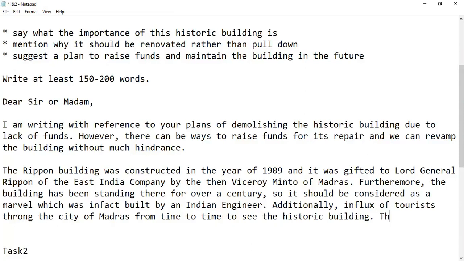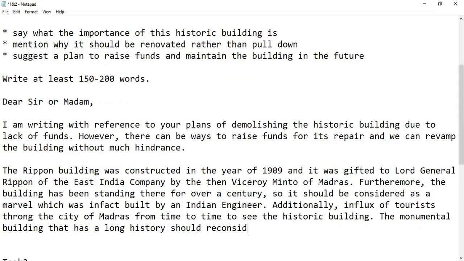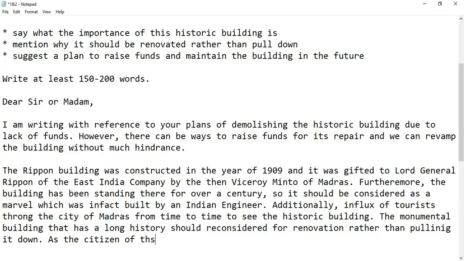Okay, now, a monumental building that has a long history should be reconsidered for renovation rather than pulling it down. As a citizen of this country, it is the duty of me as a citizen. So suggest a plan to raise funds and maintain the building in the future.